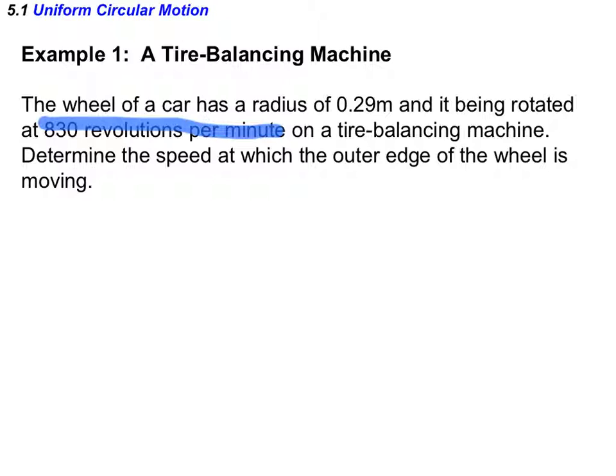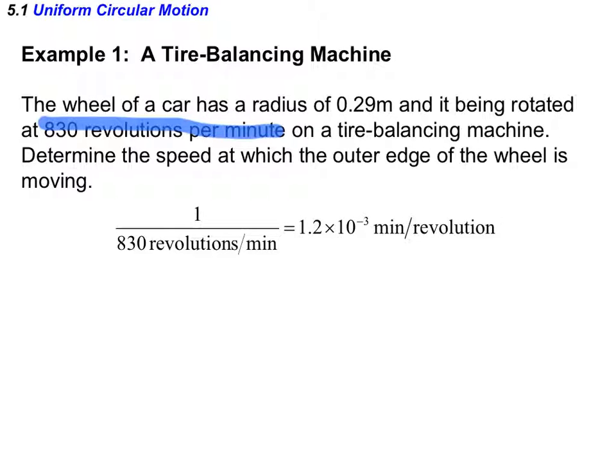So we need to use that equation that we just had on the last slide and figure out the radius of our rotation here, as well as the period. So we look at revolutions per minute. If we reciprocate that, that gives us minutes per revolution. So we get 1.2 times 10 to the negative third minutes per revolution. And if we convert that, that's 0.072 seconds for our period. So that's how many seconds we have per revolution, which is our period. That's the big T in our equation.